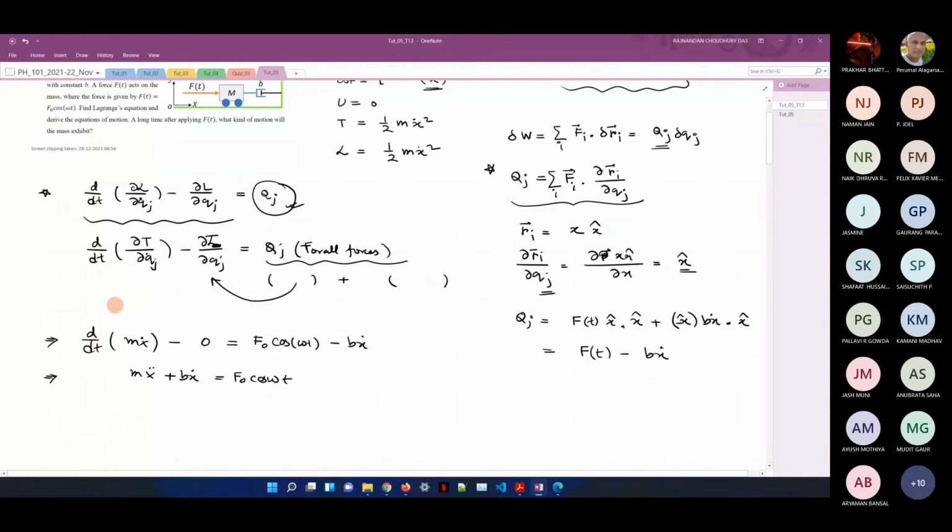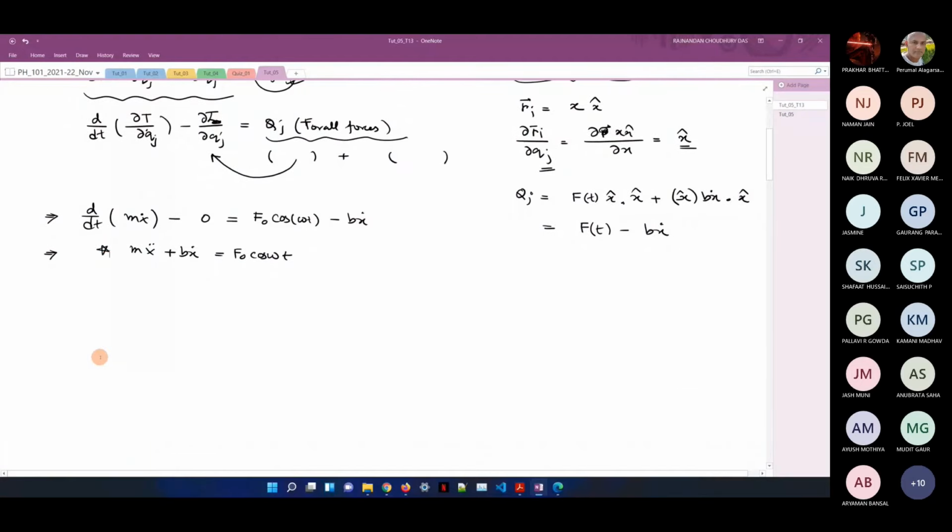So this is the equation of motion which we are getting. Derive the equation of motion. So this is our equation of motion. The thing is, I think you don't know how to solve this equation. You will get this in MA courses in second semester. Okay.